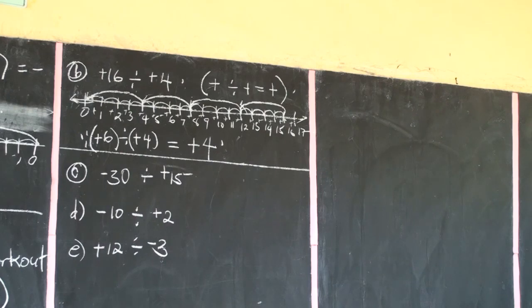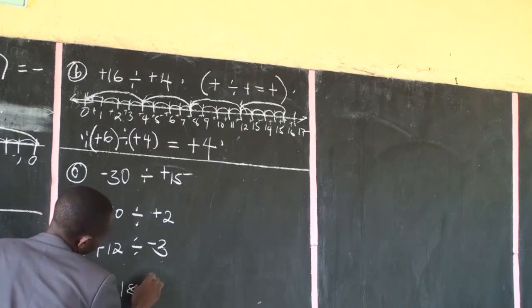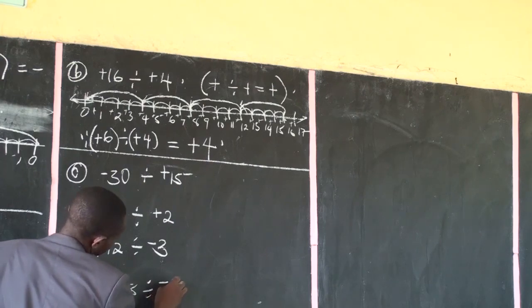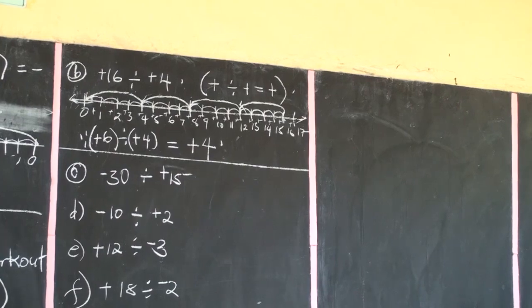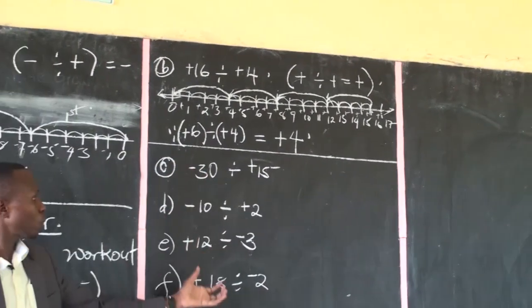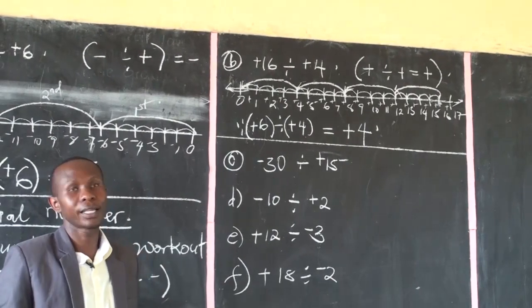I want us to summarize with that. This will be your activity that you'll do as well. I shall add there positive 18 divided by negative 2. So I believe you'll be also working out this. Time is up. Let's summarize with this.